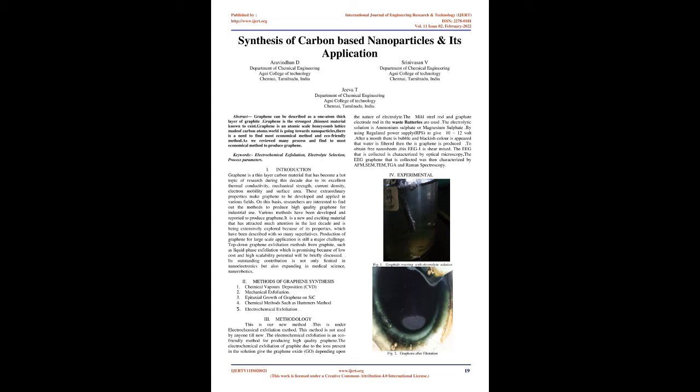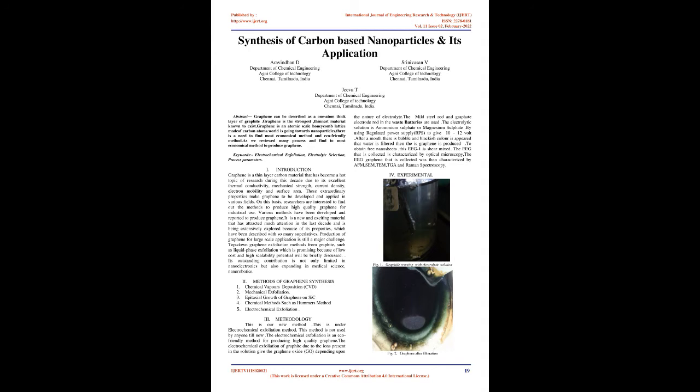The world is going towards nanoparticles. There is a need to find the most economical and eco-friendly method. As we reviewed many processes, we aimed to find the most economical method to produce graphene. Keywords: electrochemical exfoliation, electrolyte selection, process parameters.